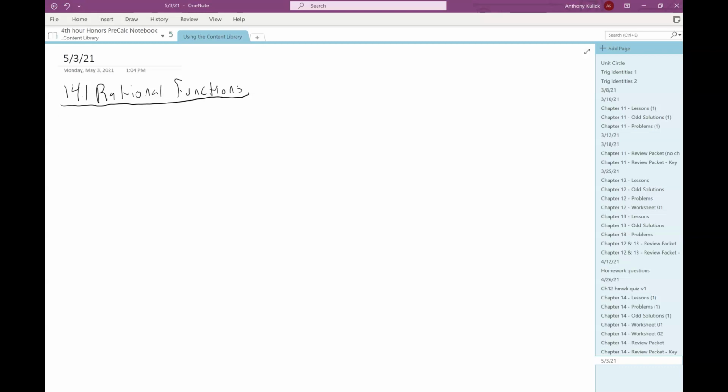So when we define a rational function, we say a rational function is of the form r of x equals p of x over q of x, where p and q are polynomials, and q is a non-zero polynomial.